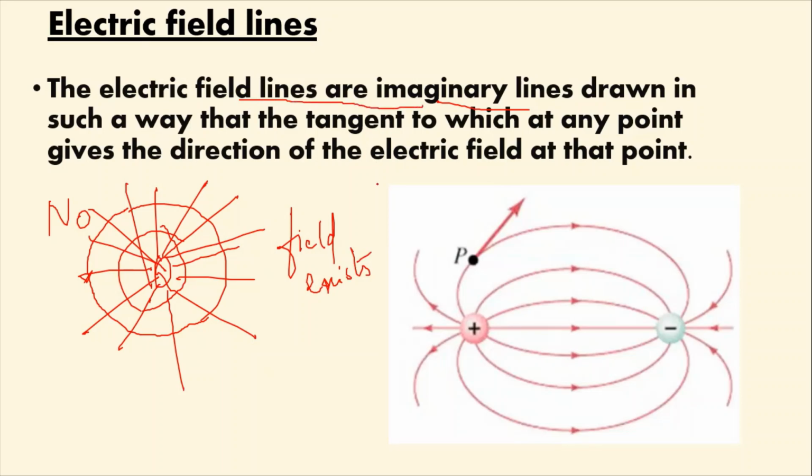Now, to find out the direction of the electric field at any point, you have to draw a tangent. See here, you can see a tangent drawn. This tangent will indicate the electric field at this point. Similarly, here you will draw a tangent. At any point when you draw the tangent, you will understand the direction of the electric field. So this is a sample diagram showing the electric field lines. How this is drawn, we will be seeing later on.